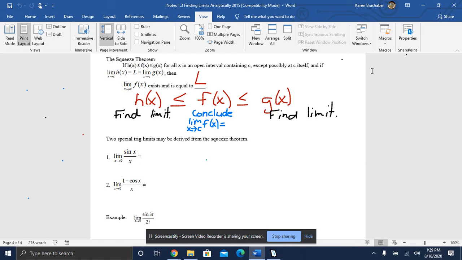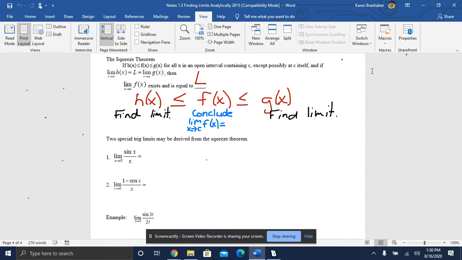Our last video, it's on your last page of notes. We're going to look at one other strategy that allows you to find limits, and that strategy is called the squeeze theorem. And I'll explain how to use that squeeze theorem, but let me state the theorem first.